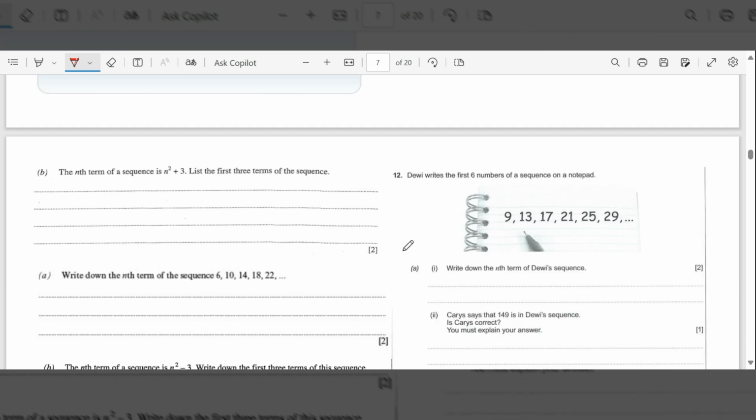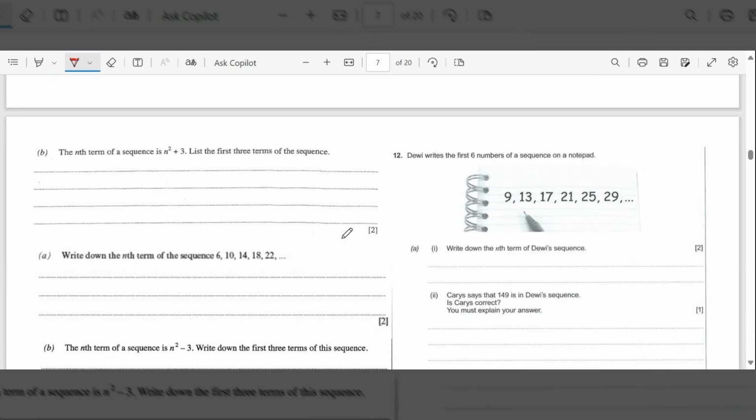Nth term. Let's just do a few of these. First, second, and third term. Different answers for each one, right? So I want 3 answers here. For the first term, I'm going to swap that n for a 1. Second term, I'll swap it for a 2. And the third term, I'll swap n for a 3. And then I work them out. Remember, squared means times itself. So 3 squared is 3 times 3. Then we're adding another 3, which is why we get 12.